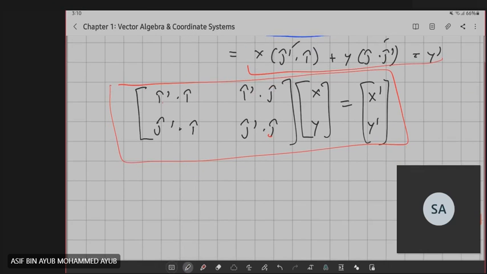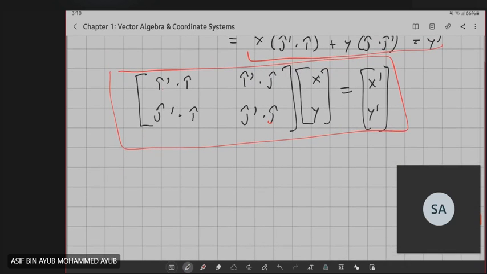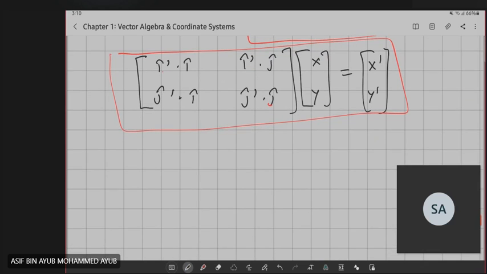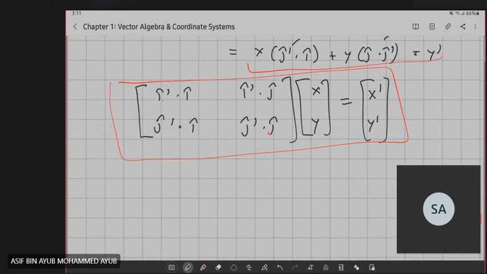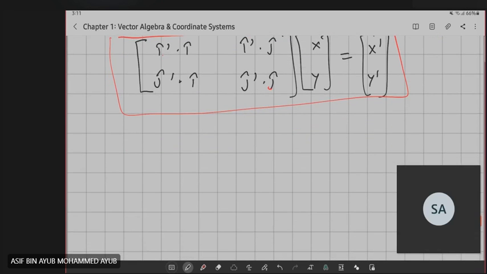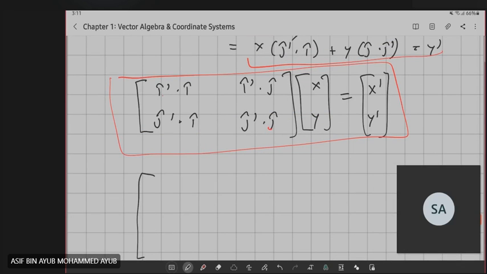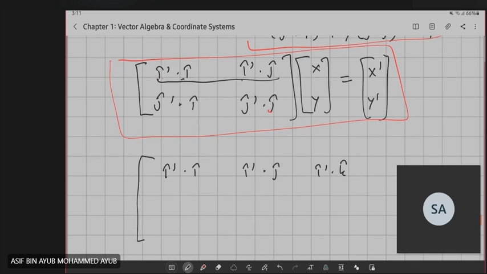So we have 5 more minutes left, and then I'll finish this lecture. I'll just generalize this to 3 dimensions now. The 3-dimensional transformation is basically the same. You just have one more component here. Let's look at the structure of this. In the first row, you have I prime dotted with I, I prime dotted with j. So those components will still be the same. And then you have I prime dotted with k here for the third component.